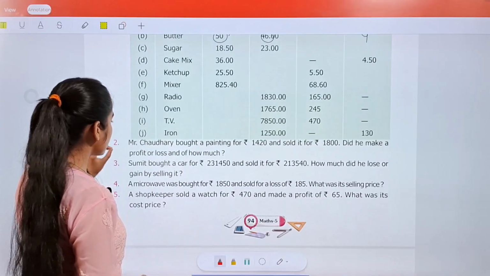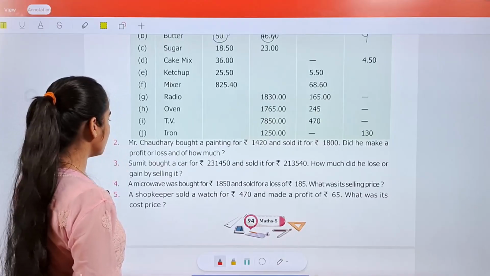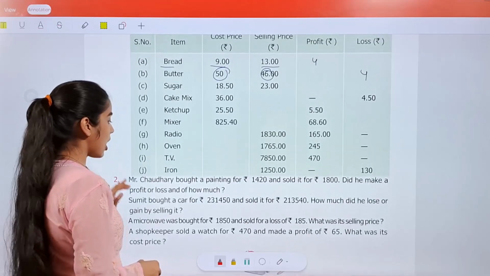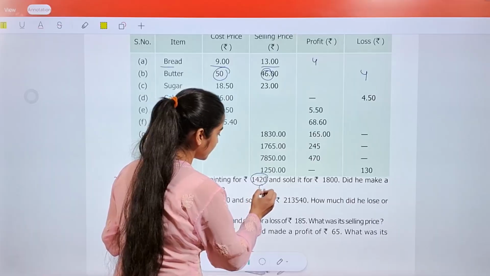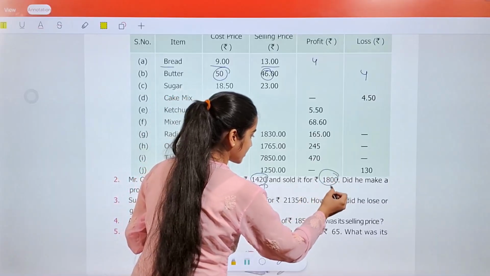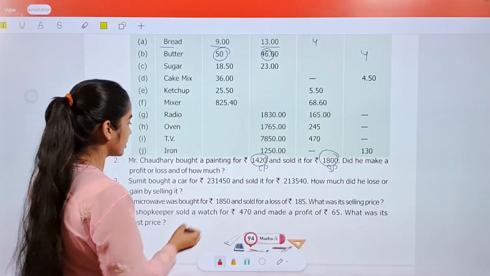Next, Mr. Chaudhary bought a painting for 1420 and sold it for 1800. Did he make a profit or loss, and of how much? So this is your cost price, this is your selling price. Selling price is greater than cost price, it means a profit: 1800 minus 1420.